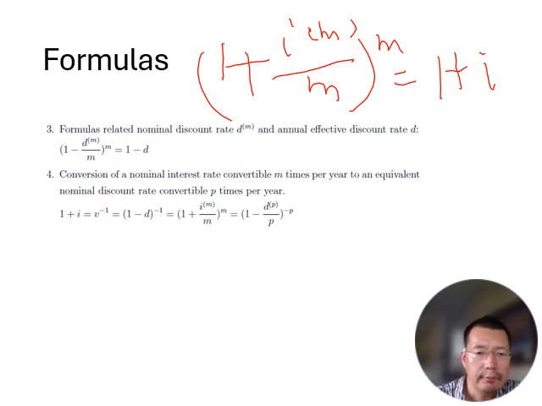Okay, the conversion of a nominal interest rate convertible m times per year to an equivalent nominal discount rate convertible p times per year. This is exactly what I just wrote. You have 1 plus i, which can be equal to (1 plus i_m divided by m) to the power of m, or it could also be (1 minus d_p over p) to the power of negative p.